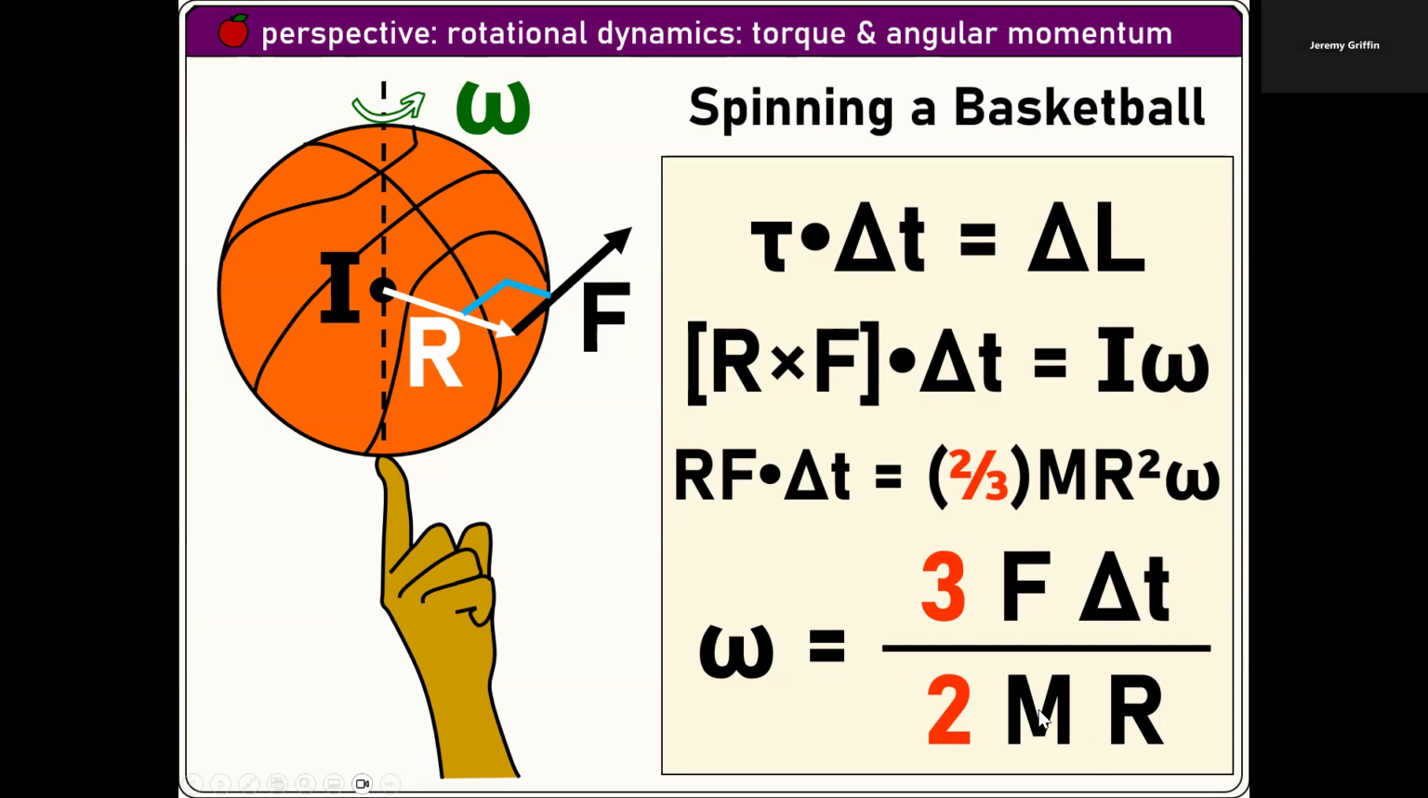Guys, what if the basketball is more massive somehow? Like use a thicker material or it's more massive. Would that make it spin not as fast? Because it would have more inertia. It's harder to get it to spin up to speed. That's why M is in the denominator.